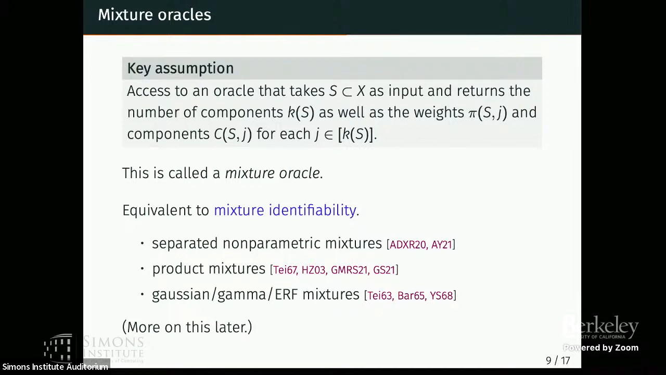So I'm going to assume access to an oracle that takes one of these subsets as input, and it's going to tell me the number of components, the weights, and the components themselves. I'm going to call this a mixture oracle, and note that the existence of a mixture oracle is equivalent to these mixtures being identifiable. As long as the mixtures are identifiable, I am guaranteed to be able to define such an oracle. Does not mean such an oracle would be efficient if implemented, but it certainly would exist. And I'm going to come back to some of these examples later on in the talk. So for now, let's just assume we have access to such an oracle.